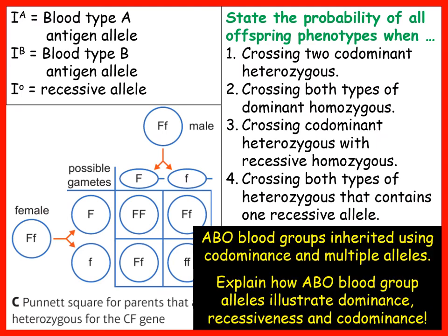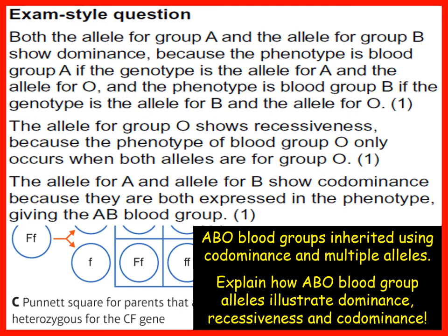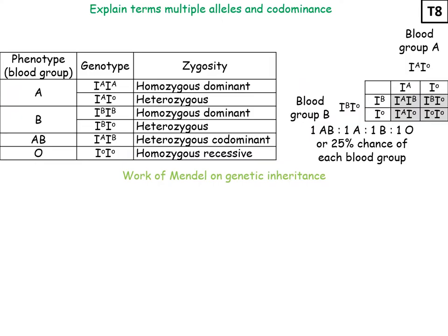The ABO blood groups are inherited using codominance and multiple alleles. If we're trying to explain how ABO blood group alleles illustrate dominance, recessiveness, and codominance, we know that A and B are dominant over O, whereas O is recessive. And when A and B are both expressed, they are codominant. So explain the terms multiple alleles and codominance.